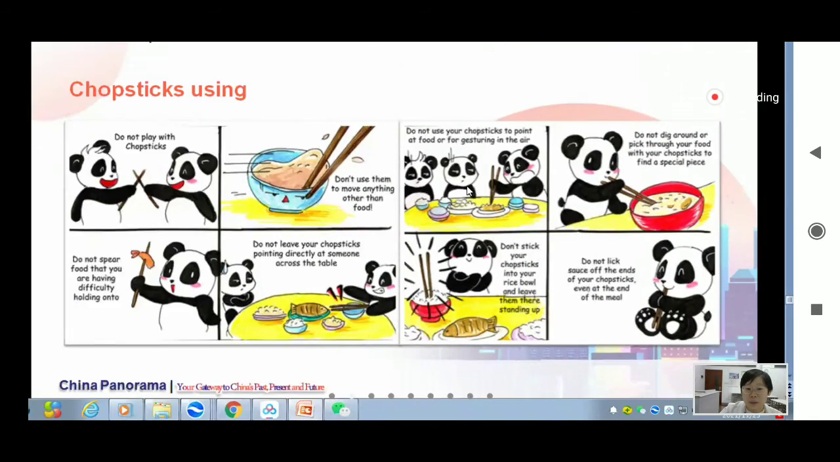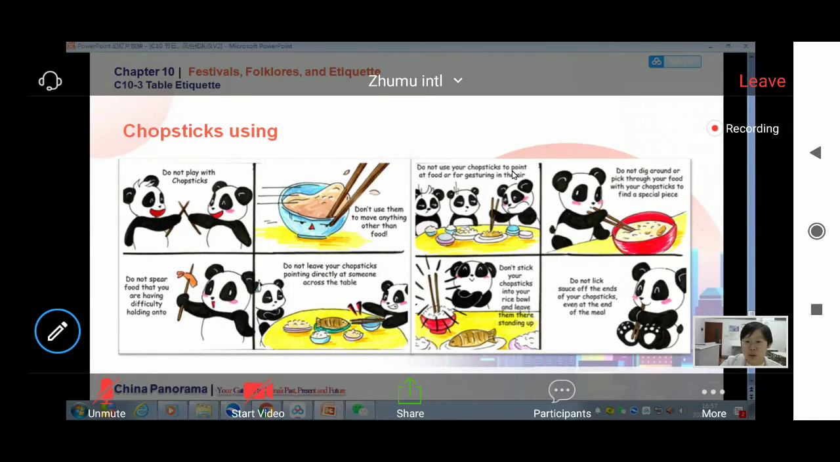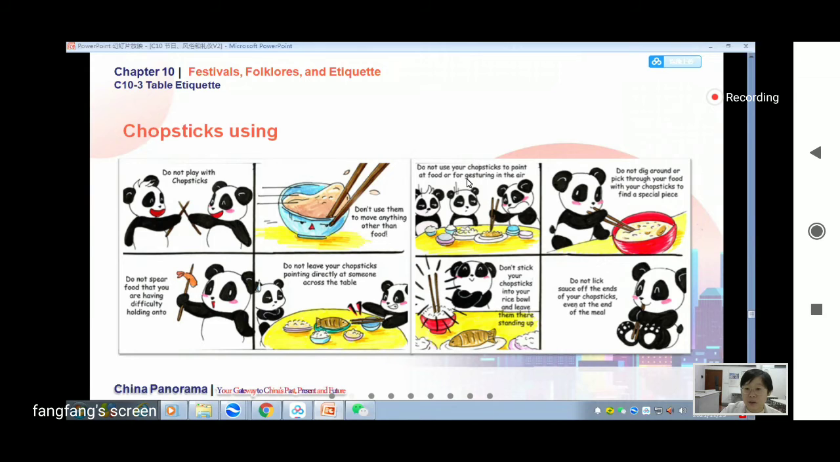And then number 3, you cannot use your chopsticks to point at food or for gesturing in the air. So you cannot use the chopsticks to point to someone. Okay, anyone you cannot. Or you cannot point at the food and say that, oh, this food is not delicious or something else. You don't do that. Okay.